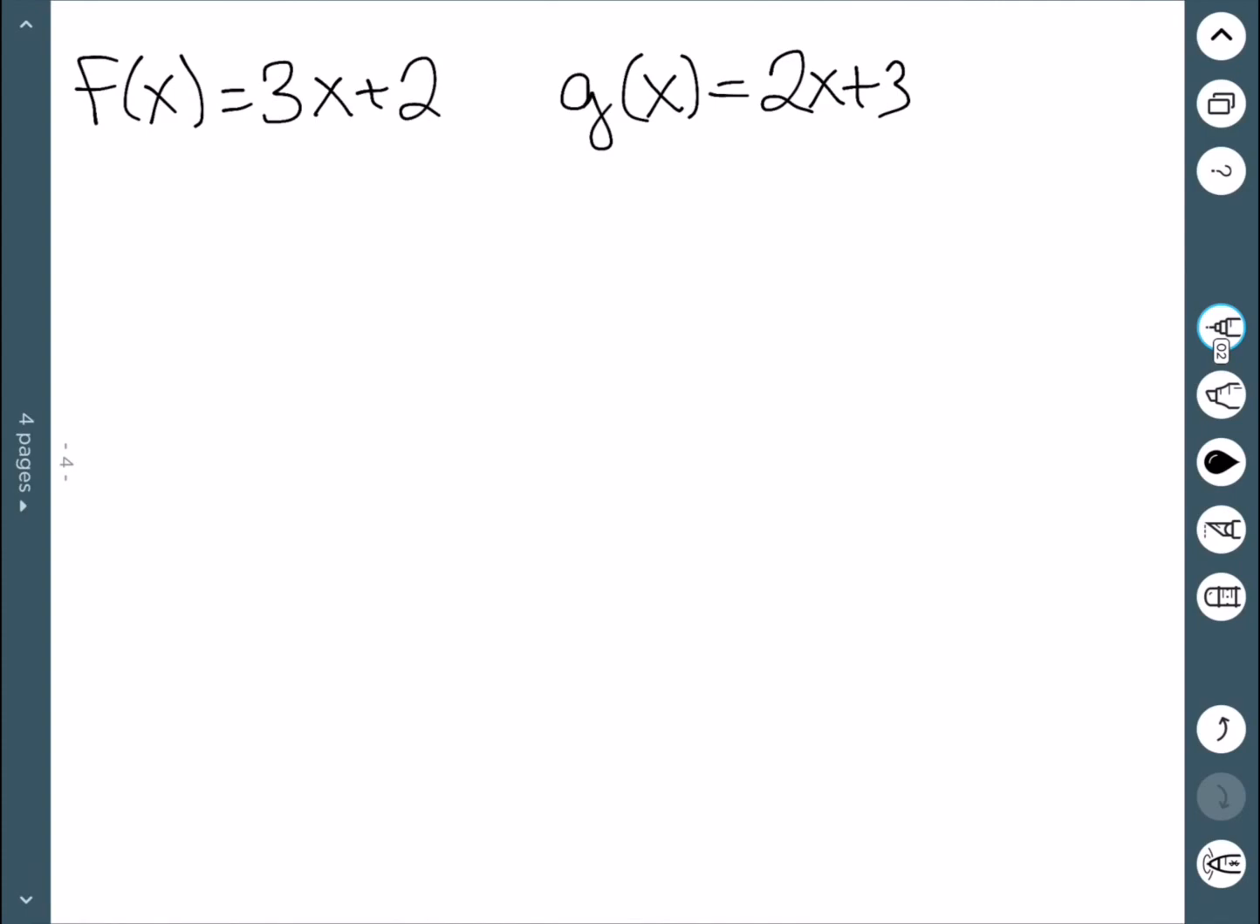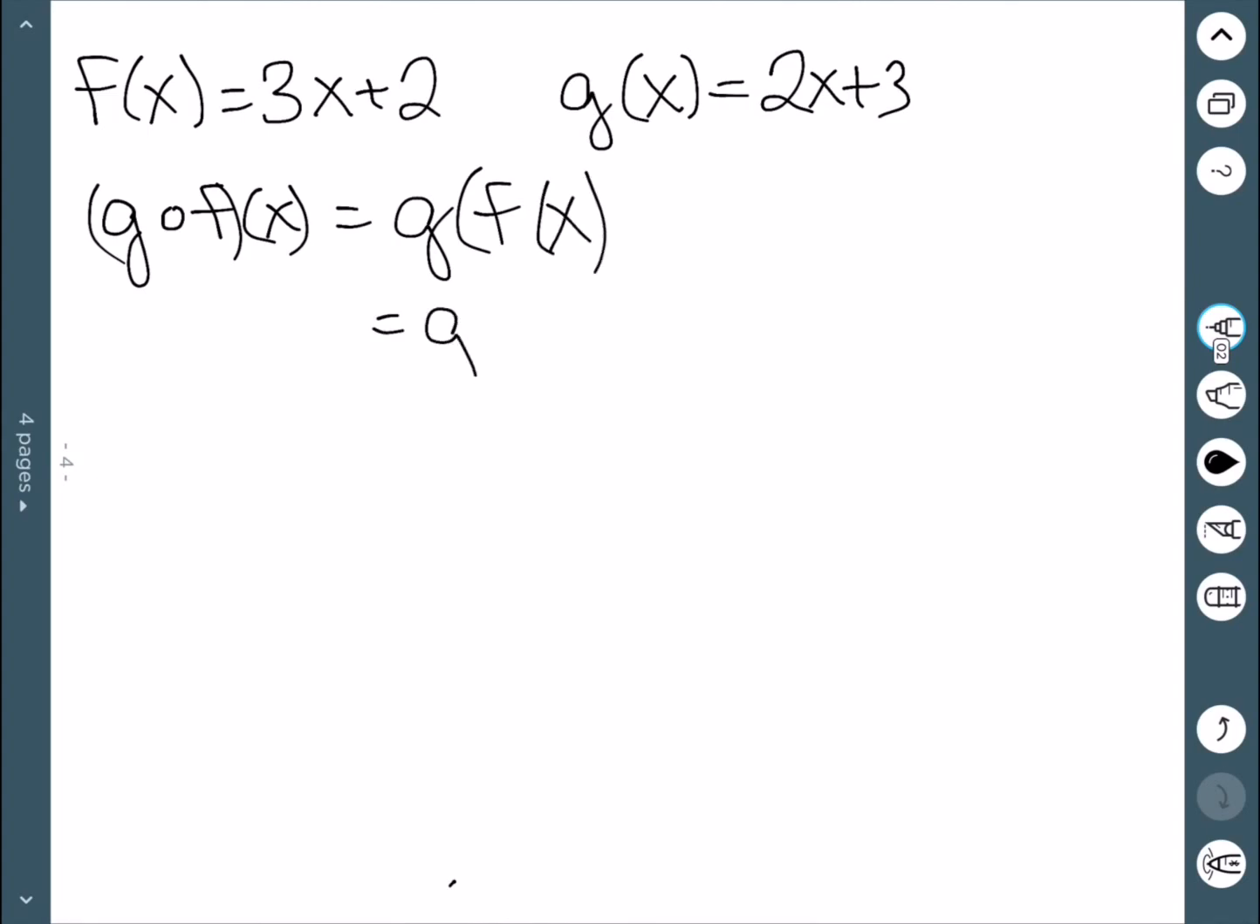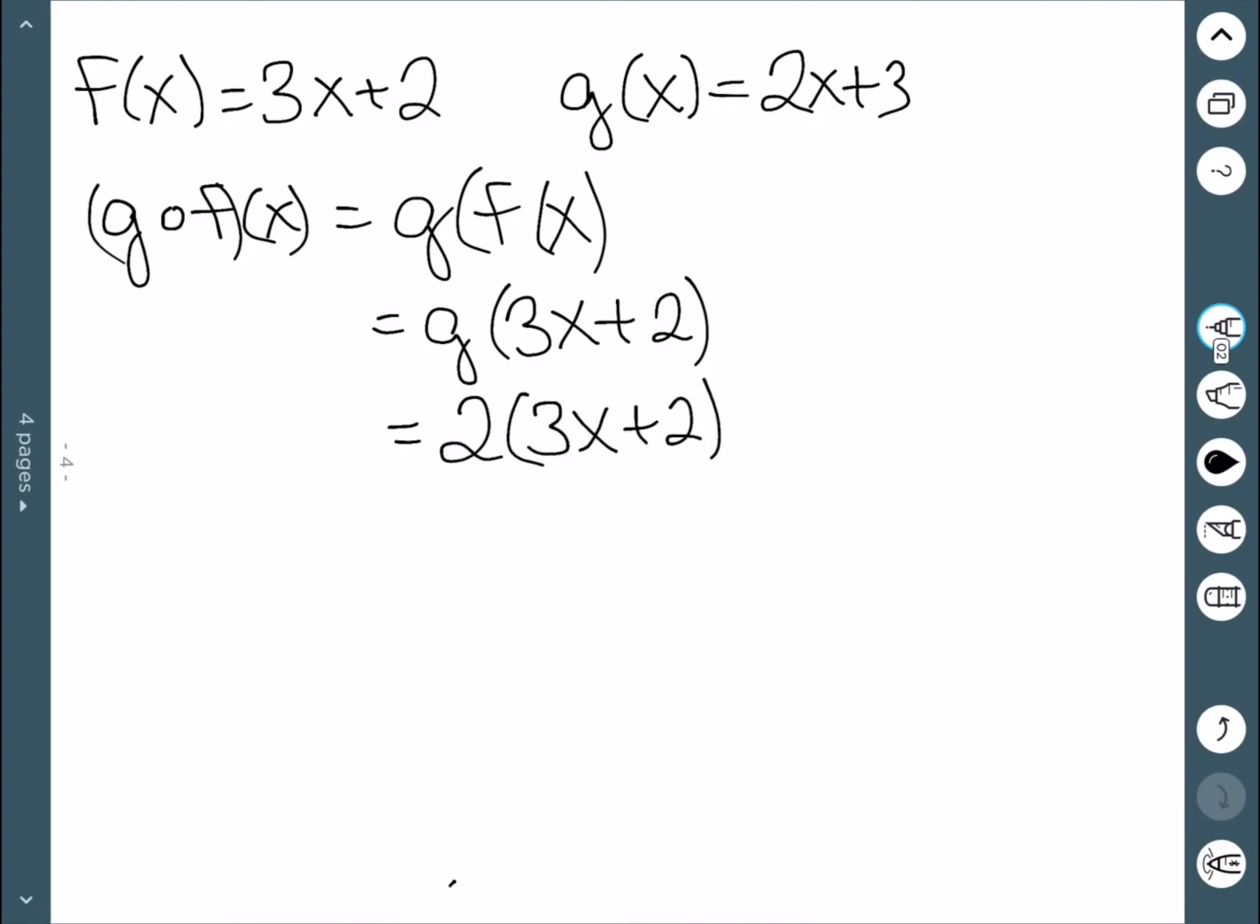For example, I have these functions 3x plus 2 and 2x plus 3. If I want to find g of f, this means g of f of x. We know that f of x is 3x plus 2, and then this would mean changing the x in my g to 3x plus 2. I would get 6x plus 4.